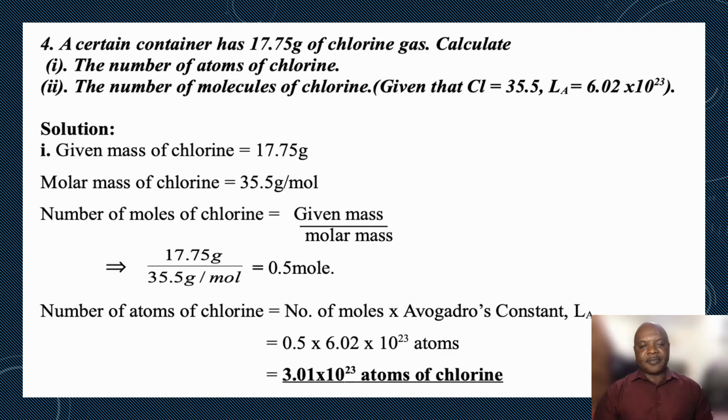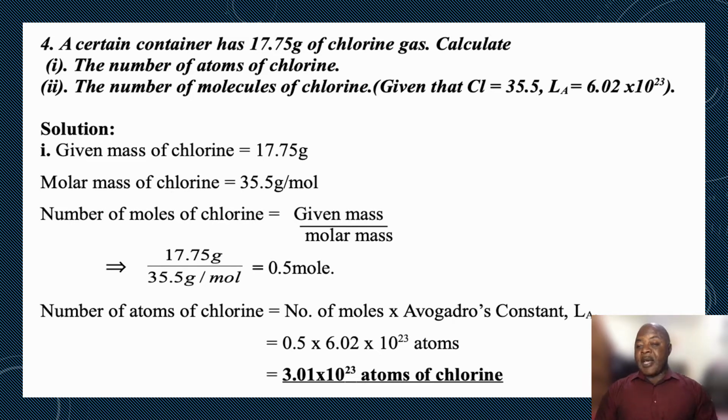Remember that they say number of atoms of chlorine. Chlorine is diatomic, but we are not going to use that because they have mentioned atoms of chlorine. So we are going to use the number of moles of chlorine, which will be 17.75 divided by 35.5 gram per mole, the relative atomic mass for chlorine. If we divide that, we'll have 0.5 mole.